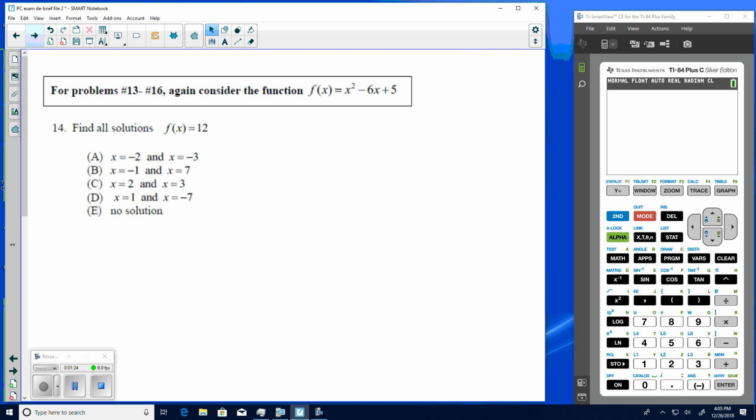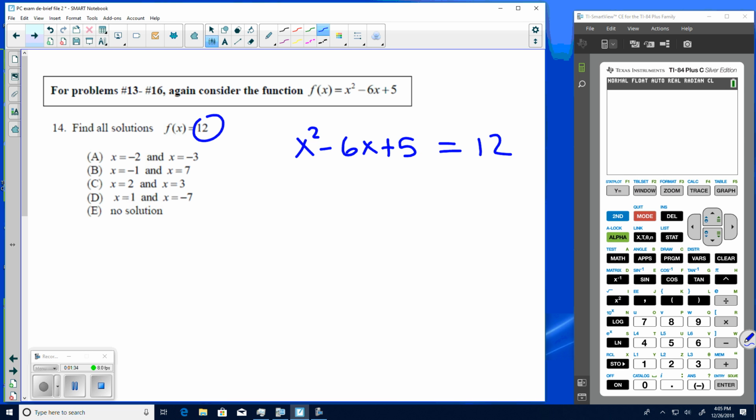Okay, number 14. Once again, we have the same quadratic, x squared minus 6x plus 5. But this time it's supposed to be equal to 12. So I'll do this by completing the square. Remember, the technique involves moving the constant first. So I'll take this 5 and move it to the other side. 12 take away 5, so we have x squared minus 6x is equal to 7. And then I'll complete the square.